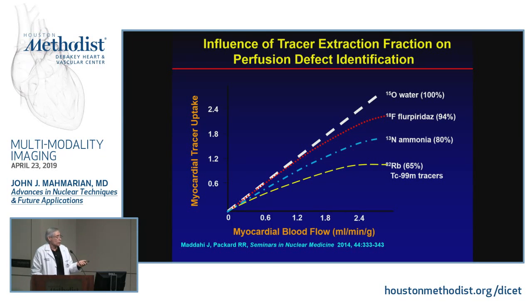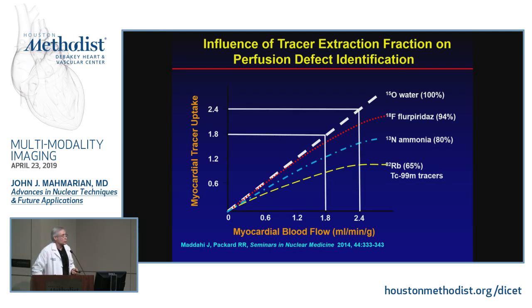So why is that important? Well, we know that's important because if you're looking at disparity in flow between normal regions and abnormal regions, if you have rollover at high flows, that means you haven't maximized your counts in the normal regions, which means that you are less likely to see a disparity between flow in normal and abnormal regions, okay? The most beautiful agent is O15 water. If you look at tracer uptake versus blood flow, it's linear, okay? Flurpiridaz is right with O15 water. N13 ammonia is here, rubidium is here, as well as all other technetium tracers.